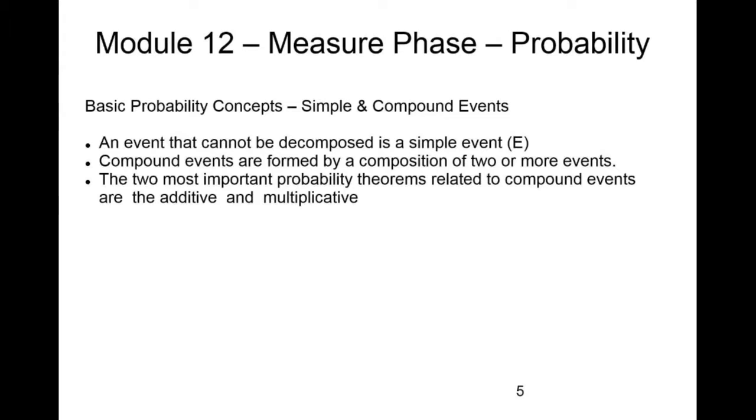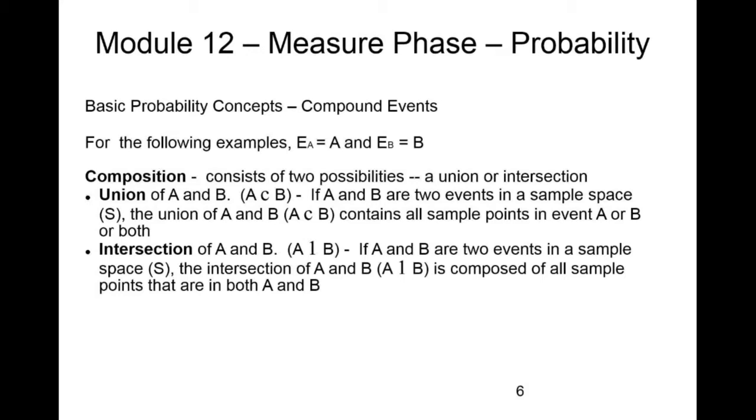The 2 most important probability theorems related to compound events are the additive and multiplicative theorems. And so we'll look at compound events again. We'll look at the example over here. The composition consists of 2 possibilities, a union or intersection. A union of A and B is represented as that. Basically, if A and B are 2 events in the sample space, the union of A and B contains all sample points in event A or B or both.